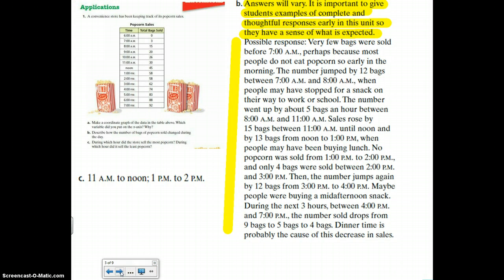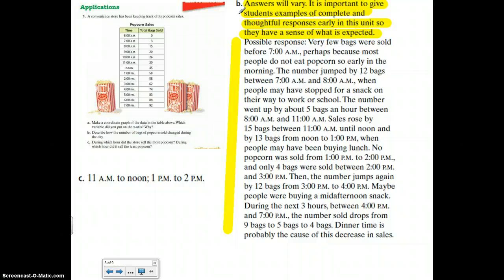For part B, it asks you to describe the number of bags of popcorn sold during each hour, as it changed during the day. So you can see that they wrote a very long response. At this point, I don't expect your response to be that detailed, but I do want you to say something more than it varied throughout the day. Okay, so I want you to make sure we're reading this yellow part here. It says it's important to give students examples of complete and thoughtful answers early in the unit so they have a sense of what is expected.